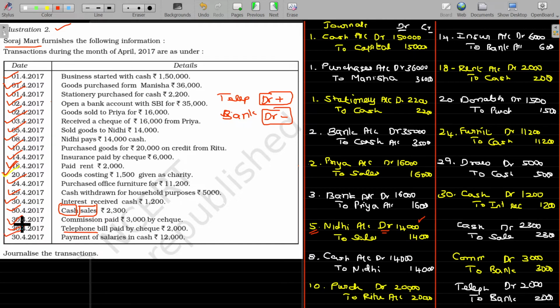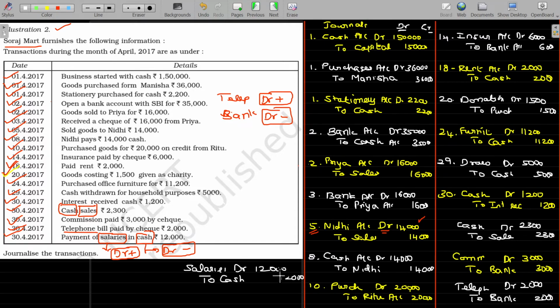And then the last one, payment of salaries in cash. So salaries and cash. Cash is a debit balance, salaries is also a debit balance. Okay, both are debit balances. Because of this payment, your cash balance will be decreasing. Because of this payment, the salaries will be increasing, debit is increasing. So the ultimate entry being salaries account debit to cash. Cash should be subtracted. The value being 12,000.